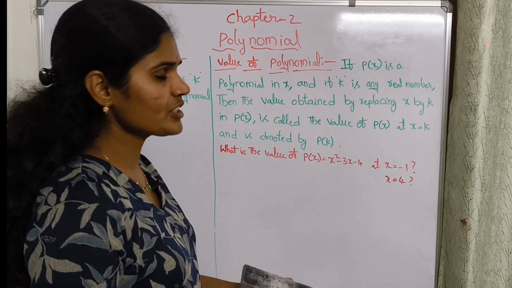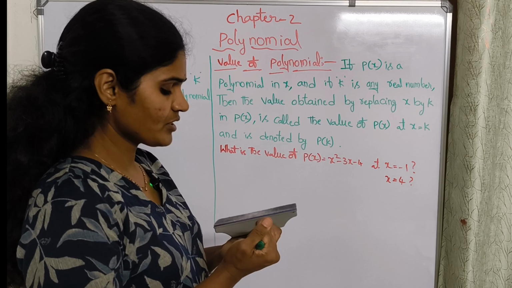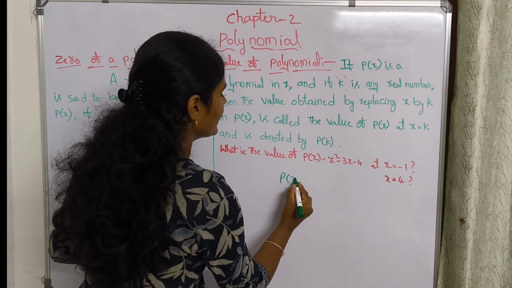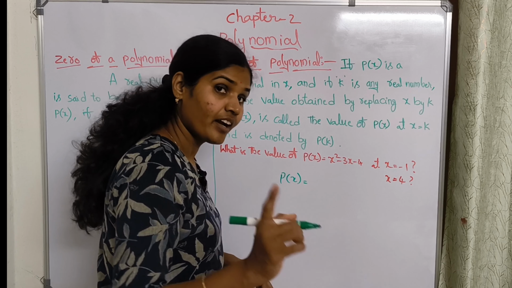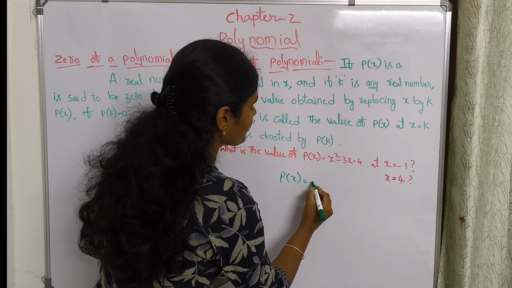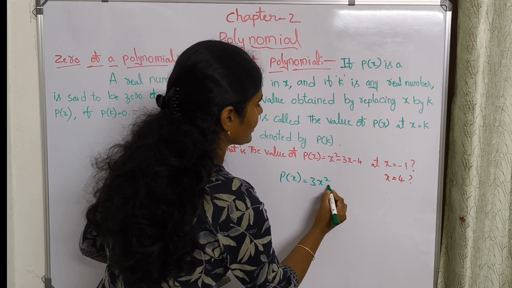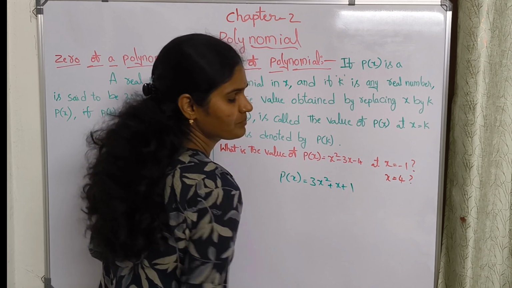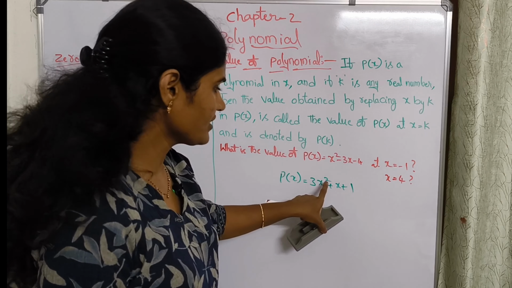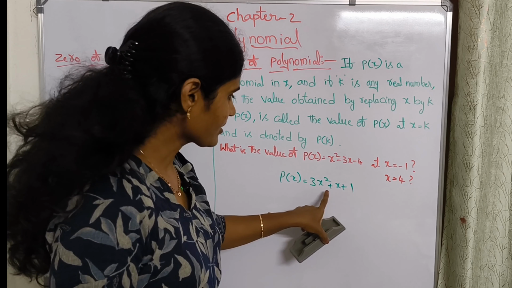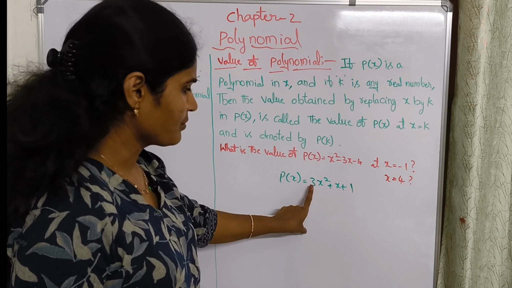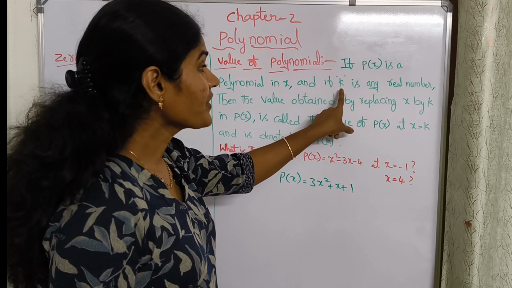If p of x is a polynomial, what is the polynomial? P of x equal to an expression. What expression? Algebraic expression contains variable terms, 3x square plus x plus 1, and non-negative integral powers. This is non-negative integral power. This is called polynomial.